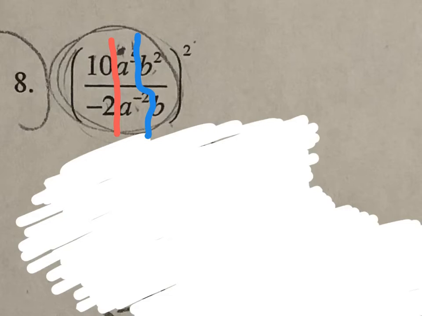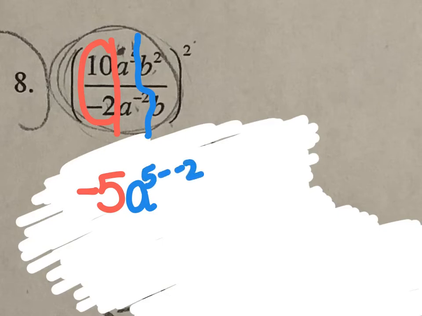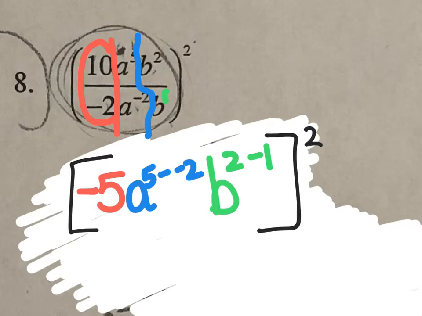Okay. When you have 10, this piece right here, 10 over negative 2 simplifies to negative 5. Then we have a base of a, and we have 5 minus a negative 2, because when we divide powers, we subtract our exponents. So 5 minus a negative 2. And then we have our last one, b squared over b to the first. So b squared minus 1. Okay. Now, all that is going to be squared.